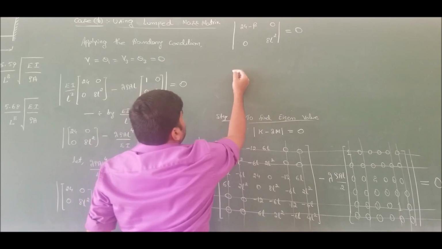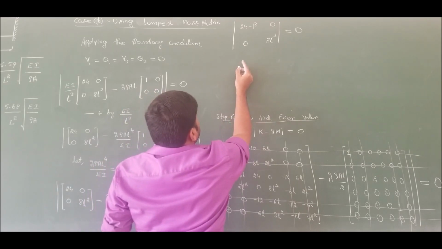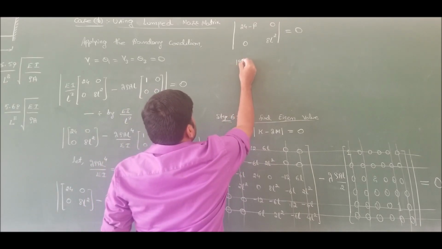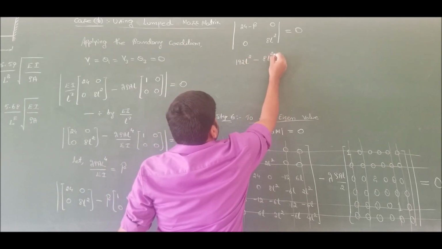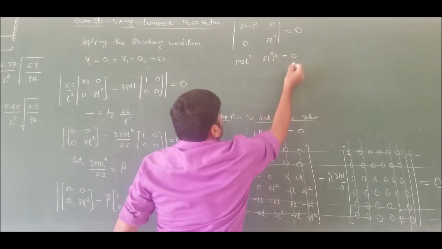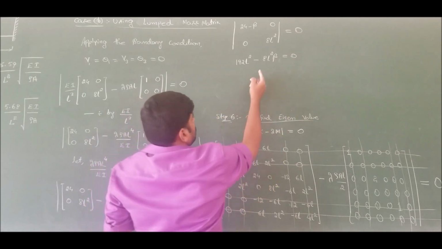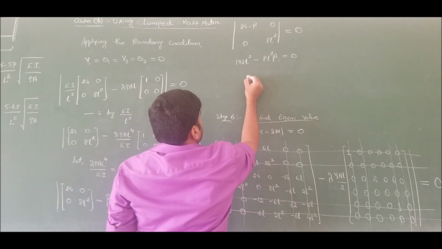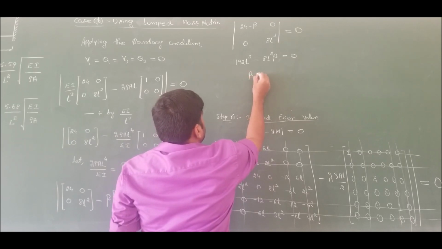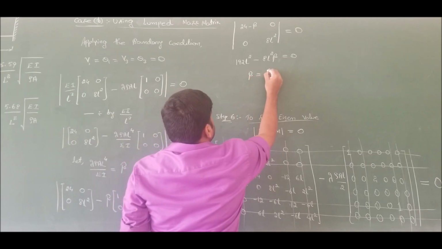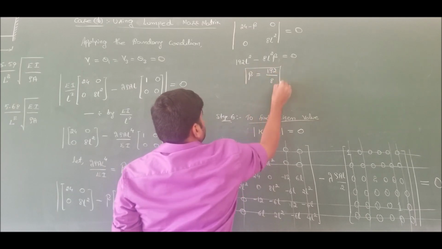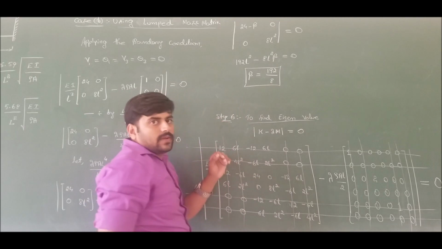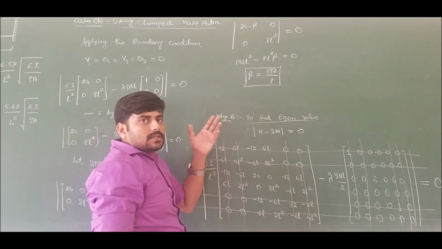So if I find the determinant, I will get the value as 192 L square minus 8 L square beta is equal to 0. If I further simplify, I will get the value of beta as beta is equal to 192 divided by 8. Now I can find the eigenvalue and natural frequency.